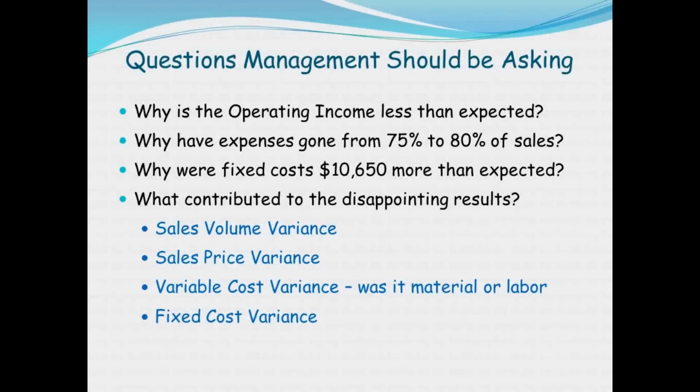So questions that management could be asking: Why was operating income less than expected? Why have expenses gone from 75% to 80% of sales? Why did you have that 10,000 more in fixed costs? What contributed to the disappointing results? And then you can look at your categories. Was it the volume? Was it the price? The variable cost variance? Was it material, or was it from the labor? So you break it down from direct material to direct labor. You also care whether it was a big enough one to look into. And then you need to understand your fixed cost variance.